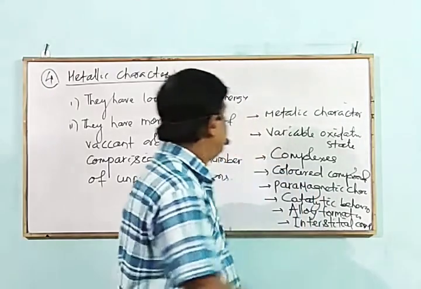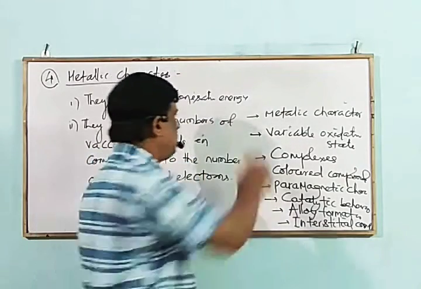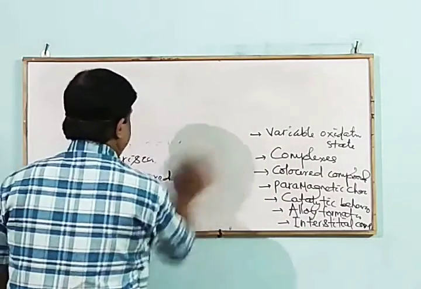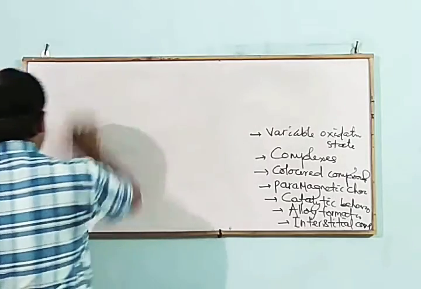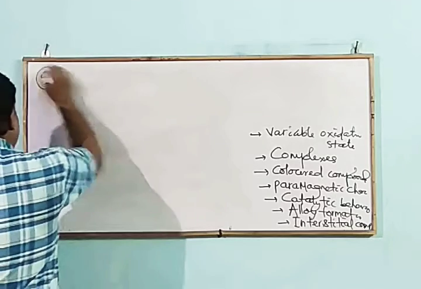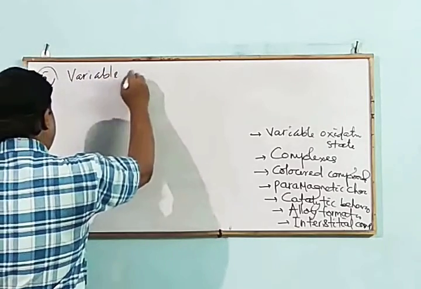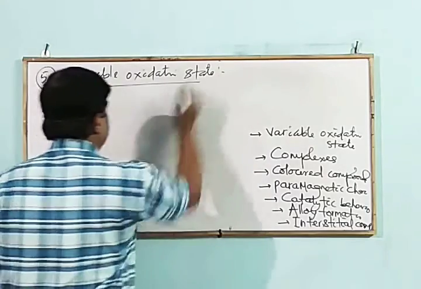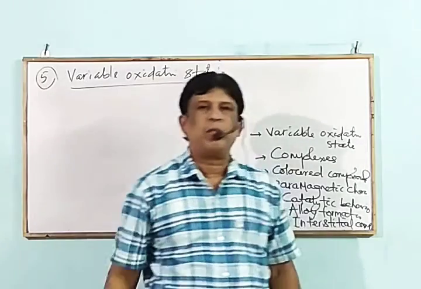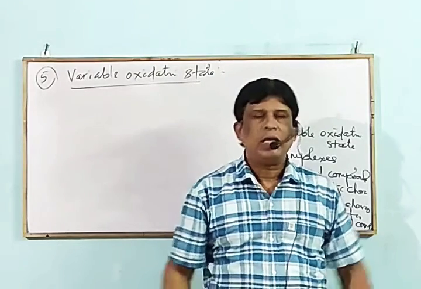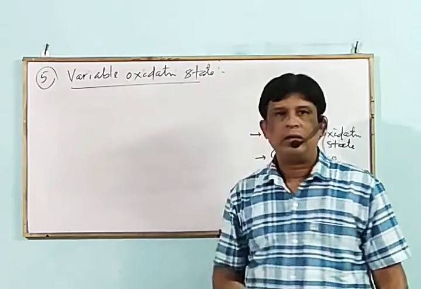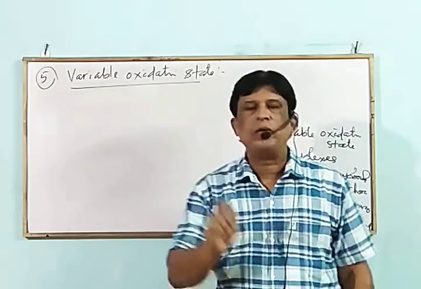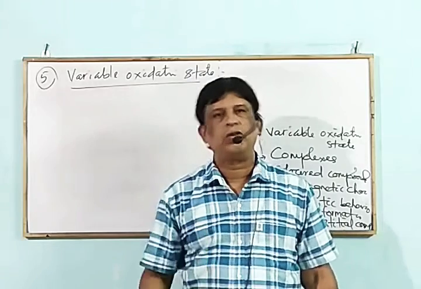So you go to the next point, that is known as variable oxidation state. Next property, they exhibit variable oxidation state. It is to be noted that each characteristic property can be a two-mark question. What is the type of question? One example is: most of the transition elements exhibit variable oxidation state. Explain, give reason. Two-mark question.